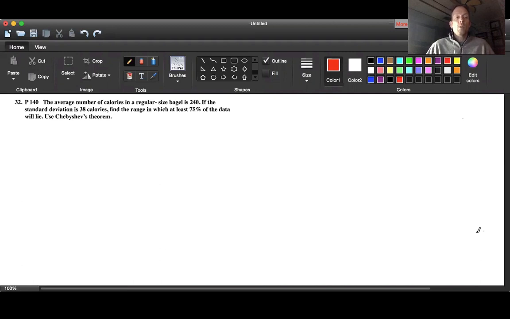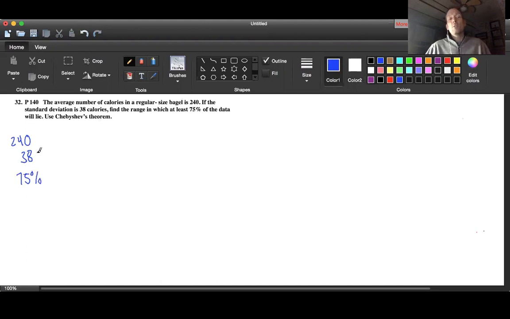Okay, so it looks like they're asking us to figure out between which 2 numbers we're going to get at least 75% of the time the calories in a bagel. To start this off, I'm just going to take the information they gave me and list it on the left side of my page. So I have the number 240, and then they gave me a 38, and the percentage they mentioned was 75%.